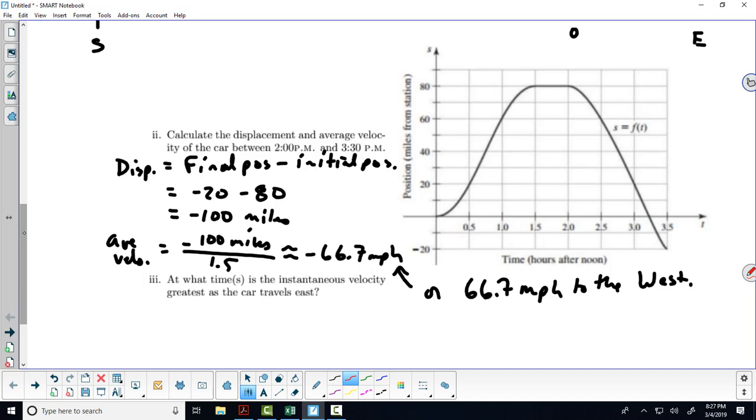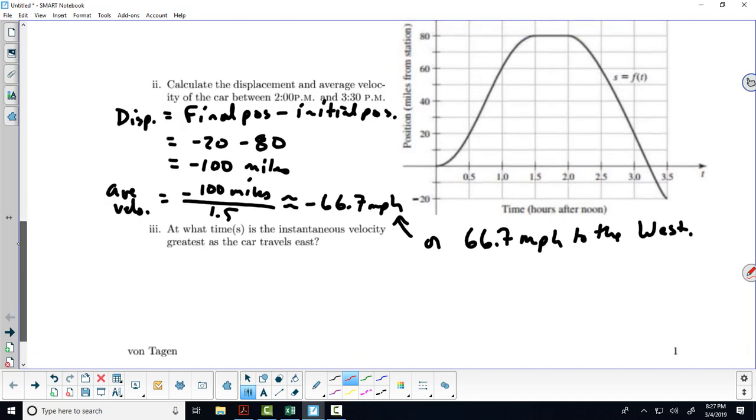This is like if you go to Las Vegas and you lose all your money, you either say I lost $100 or I came out with negative $100, but you would never say I lost negative $100, right? Does that make sense? So you could either say I was traveling negative 66.7 miles per hour, or I was traveling 66.7 miles per hour to the west, but you couldn't put a negative in front of that. Okay. Great.